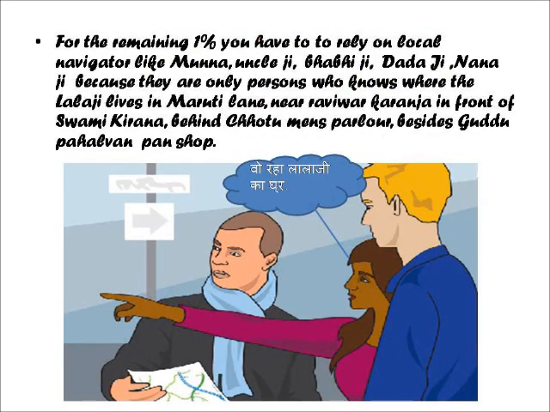For the remaining 1%, you need to rely on local navigators like Munna, Uncle Ji, Bhabhi Ji, Dada Ji, Nana Ji, because they are the only people who know where Lalaji lives: in Maruti Lane near Ravivar Karanja, in front of Swami Kirana, behind Chotu's Men's Parlor, beside Guttu Pehlwan's Pan Shop.